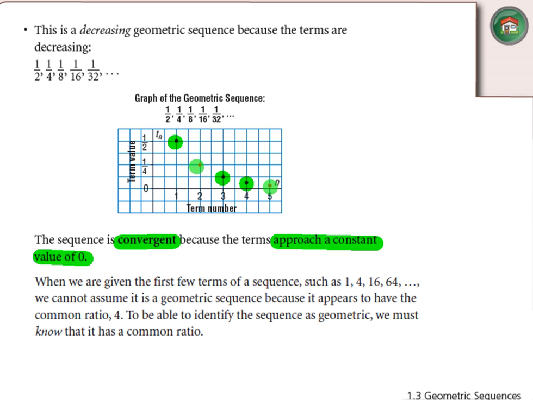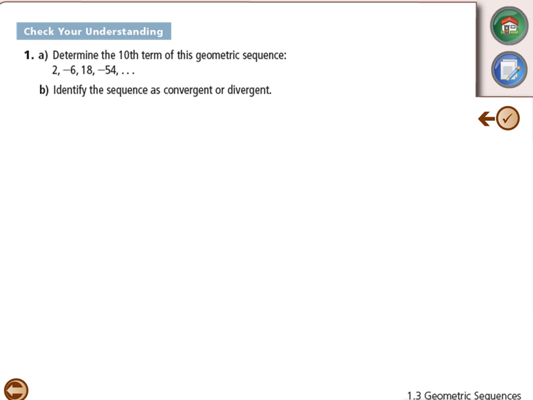And this is an important paragraph here. When we are given the first few terms of the sequence, we can't just assume that it's geometric, because it might look like it is. We have to be able to identify that, yes, there is this key thing, the common ratio. All right, let's start this first one. Find the 10th term of that. And is it convergent or is it divergent?